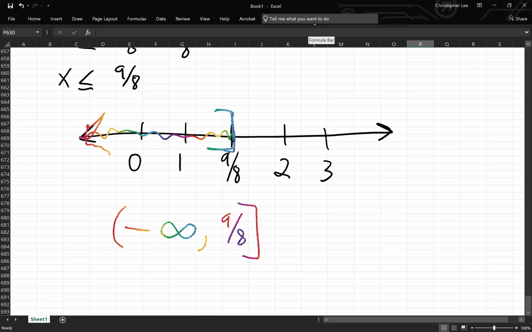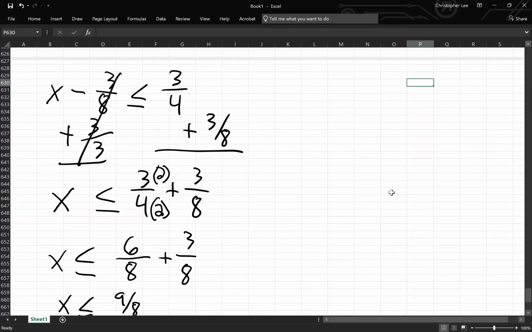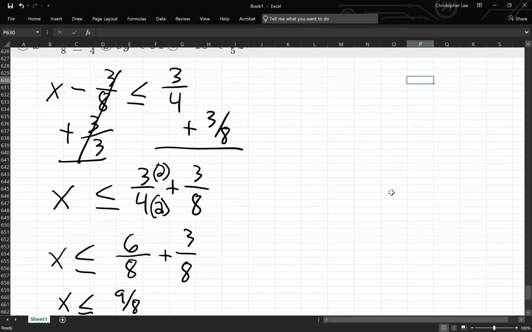Go ahead. Can you repeat the top? Sure. So we started off, we had x minus 3/8 is less than or equal to 3/4, right? So same thing as before with the equations, right? I want all my numbers on one side, I want all my variables on the other, right? So what did I do? I just added the 3/8 to both sides, right? Adding doesn't change the sign, right?